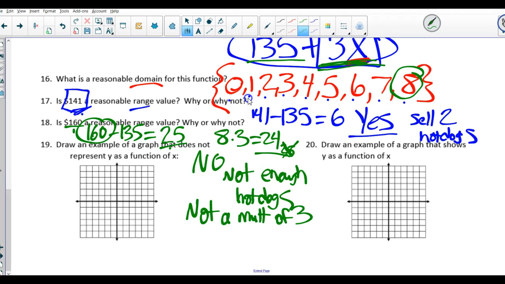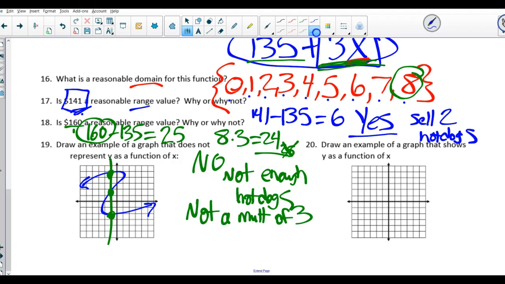Last question, or 2 questions, I guess. Draw an example of a graph that does not, I'm running out of space. I don't want to erase everything because I want to leave it up there for y'all to see. That does not represent y as a function of x. This is the vertical line test. If it is not a function, then it has to fail the vertical line test. This graph right here fails the vertical line test at that spot, not a function.